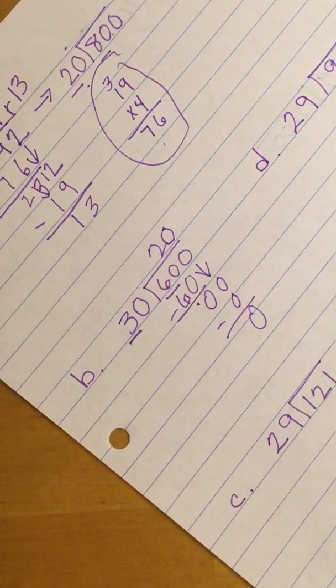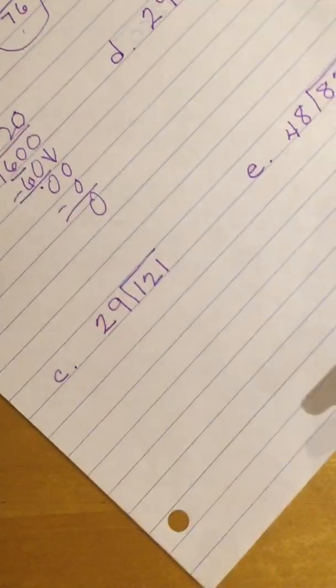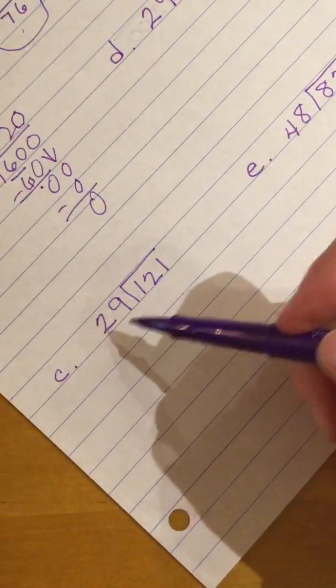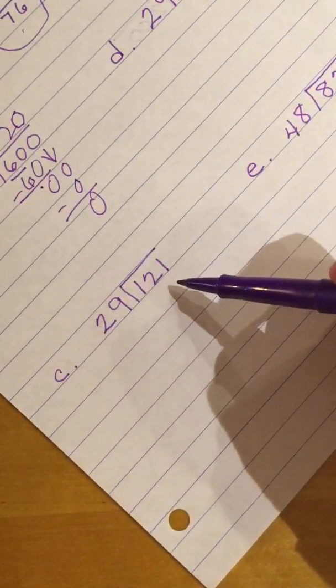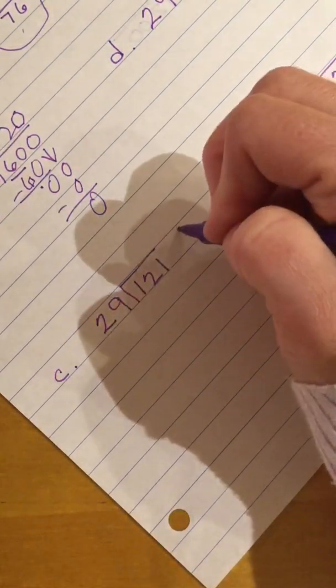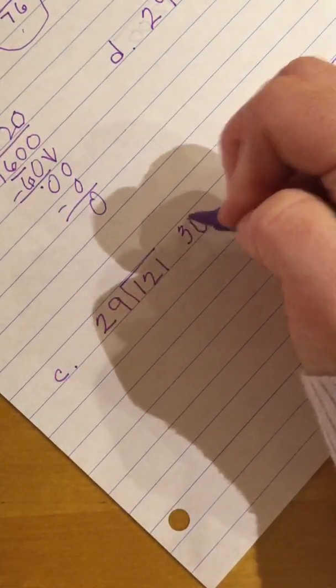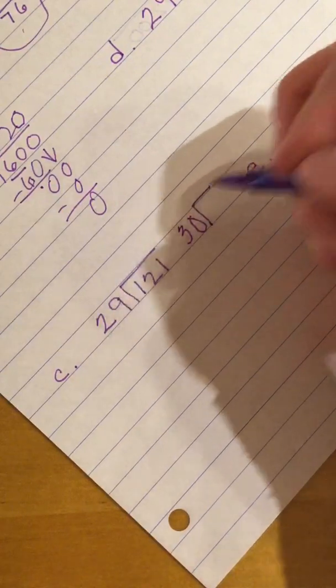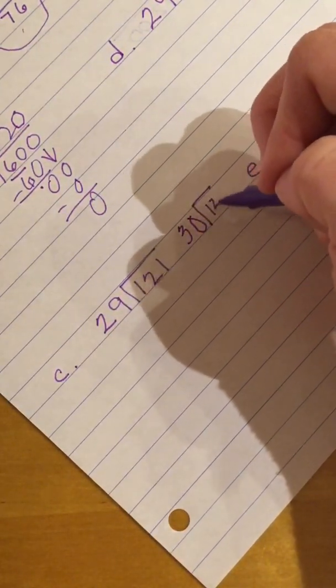All right, my next problem that I need to look at is 29 going into 121. So the first thing that I do when I look at this is I think about 29 as 30, and I think about 121 as 120.